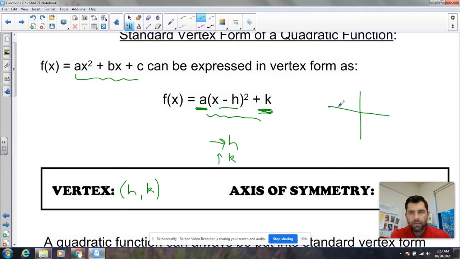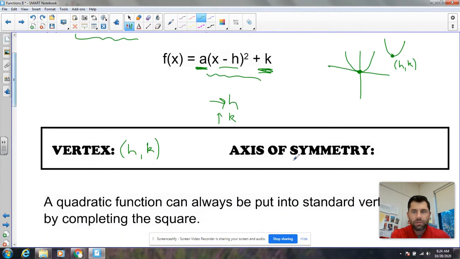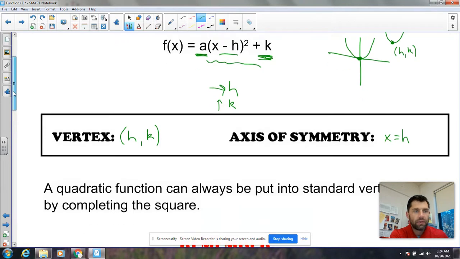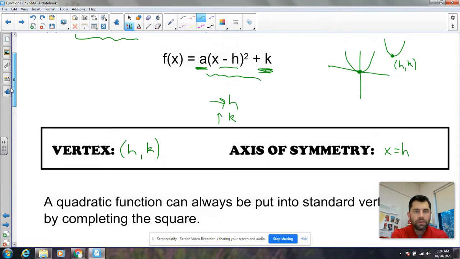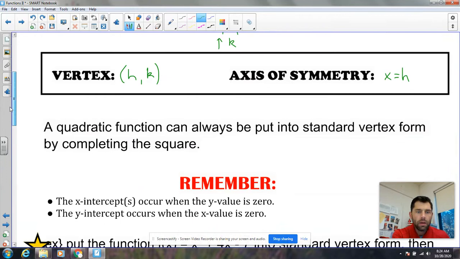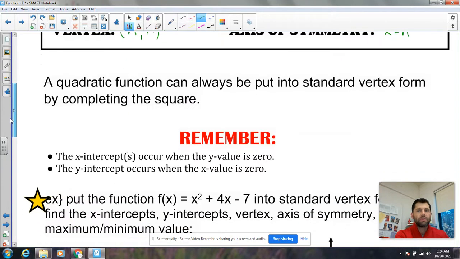Okay, so hopefully you follow me. The vertex of the parent function is right at 0, 0 here. And then if we're shifting this right h units and up k units, we can also go left or down, obviously. That point right there would be h comma k. And the axis of symmetry is x equals h. So it's that vertical line that goes through the vertex that finds your axis of symmetry. So we can always put these into vertex form.